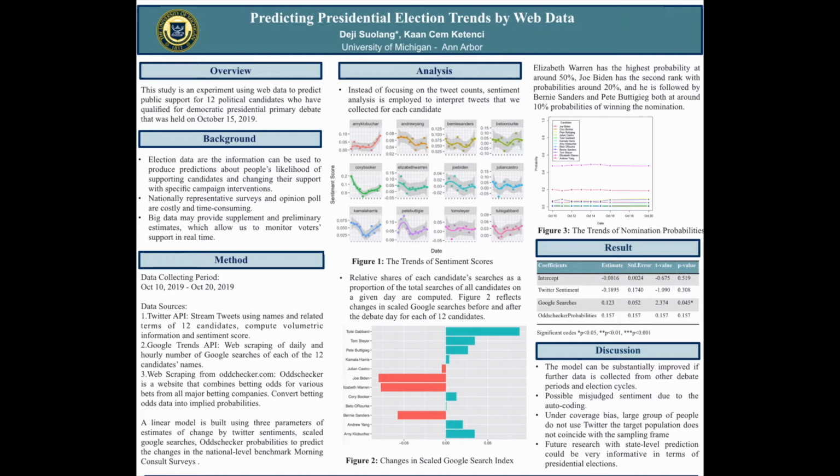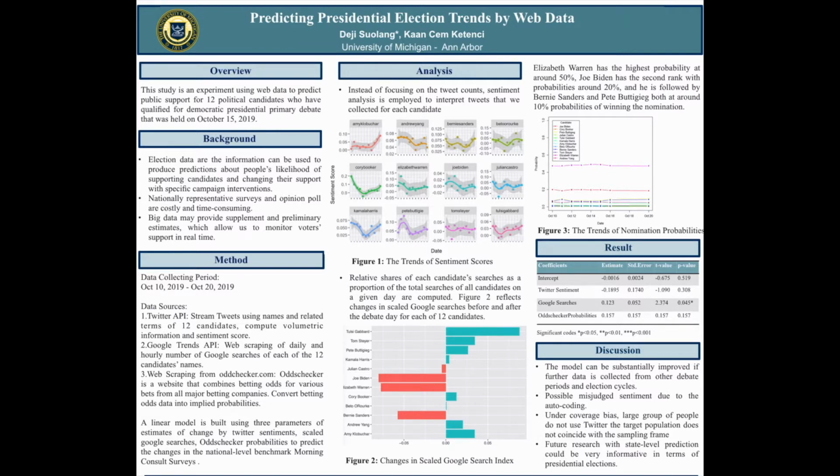At the time we wrote this paper, the fourth debate of the Democratic Party was held on October 15, 2019. Because we would expect a larger volume of social media posts, search volume, or opinion shifts around the time of the debates. And we're interested to see if this new form of data can provide preliminary estimates and supplement more costly and time-consuming nationally representative surveys.